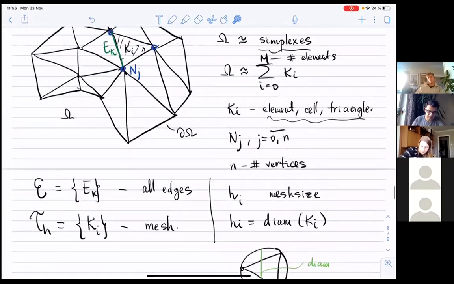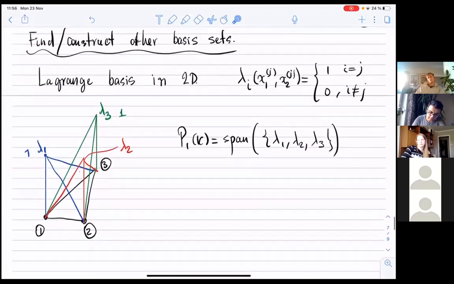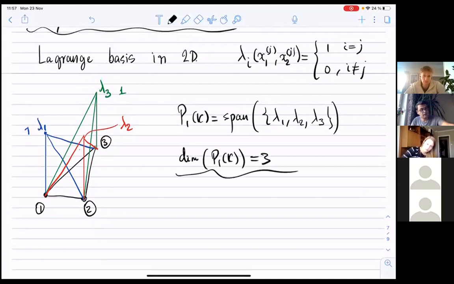So in the domain, we had something like this. We construct a Lagrange basis function for each node so that it is 1 in this node, and we just extend the same definition, and we put 0 everywhere else inside this domain. Inside this, it's usually called a patch, a mesh containing this node. So in this particular case, the dimension of P1K would be 3, because we have three linearly independent functions.